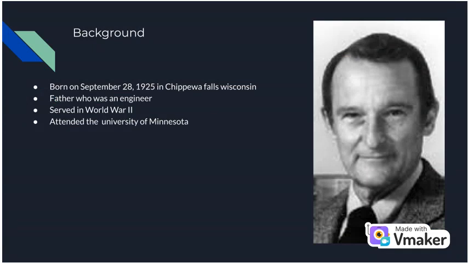Seymour Cray was born on September 28, 1925 in Chippewa Falls, Wisconsin. He had a father who was a civil engineer who inspired Seymour Cray to go into a profession about engineering. As he graduated high school, he was drafted to World War II, and that's where he served as a radio operator. After his service, he went to the University of Minnesota and got a Bachelor's of Science in Electrical Engineering and a Master's of Science in Applied Mathematics.